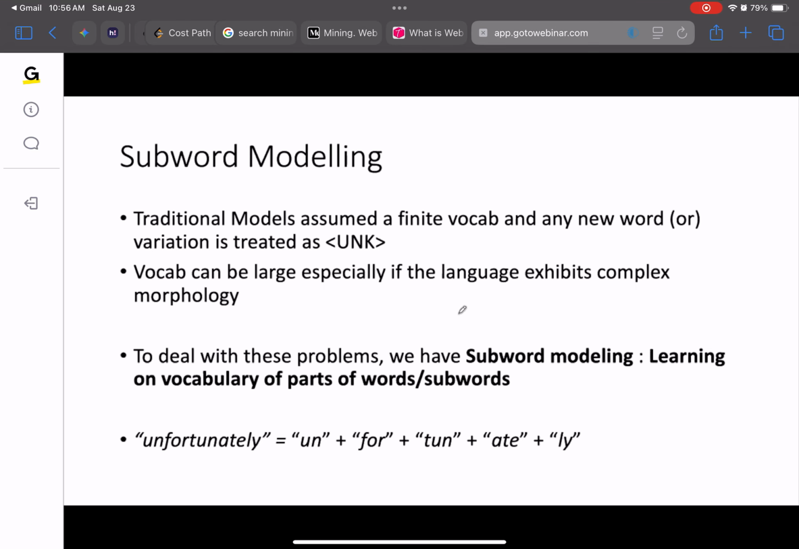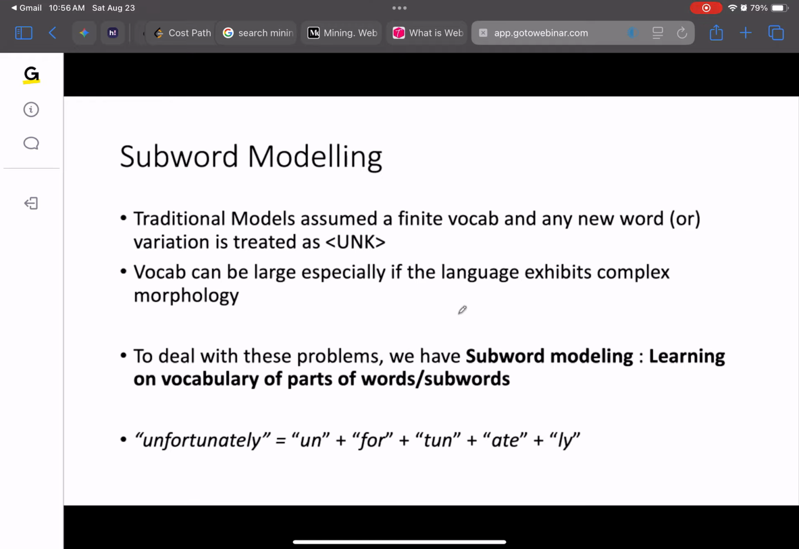Now let's move on to the next topic, which is subword modeling. The traditional models that we have used till now typically do the tokenization in the form of words. So each word is taken as a separate token, but there are some problems associated with doing that. That's because any new word, or a small variation of an existing word in the vocabulary, is treated as unknown.